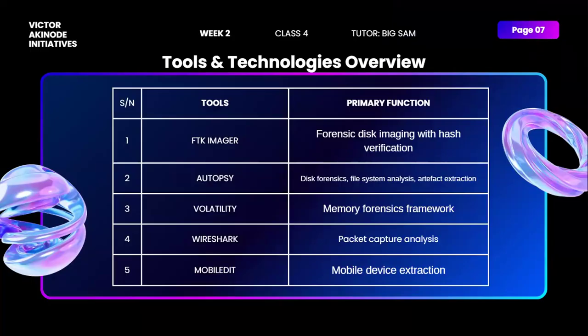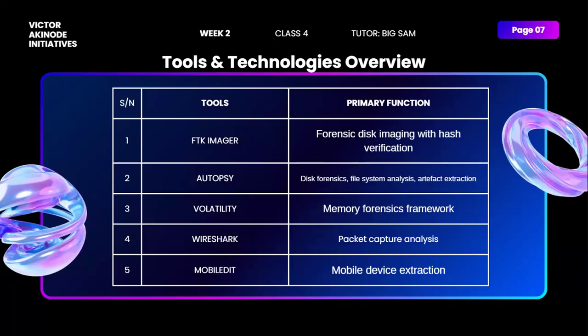We will get to the point of explaining disk imaging. And Autopsy is used for analysis. Let me just put it like that. FTK Imager is used for collection. You are using it to collect your evidence. Autopsy, analysis. Volatility, also for analysis. Wireshark, you can use it to do your capturing and also do analysis there.